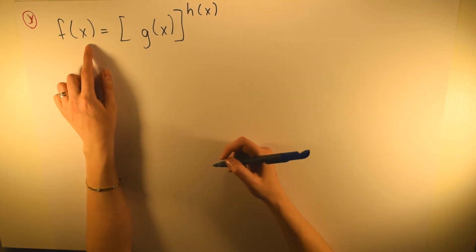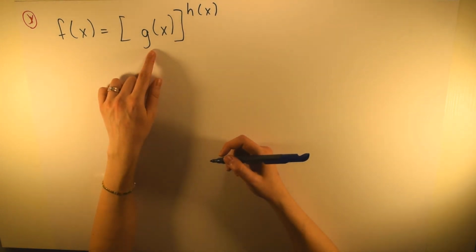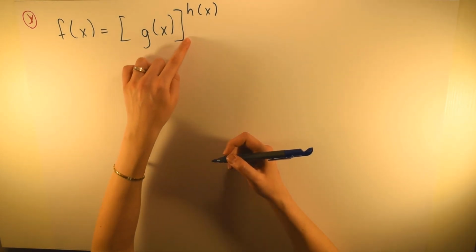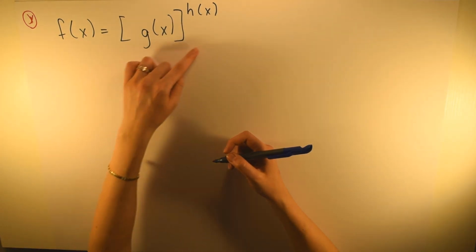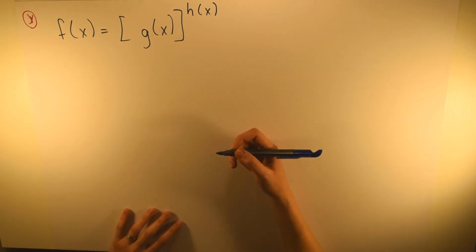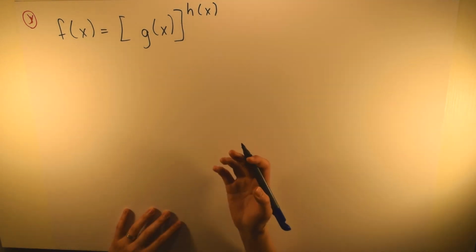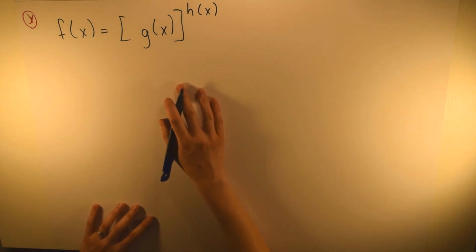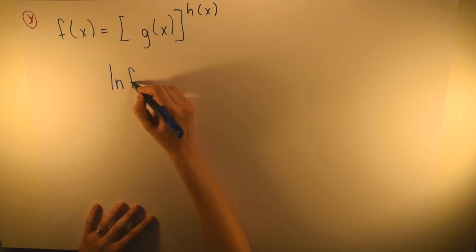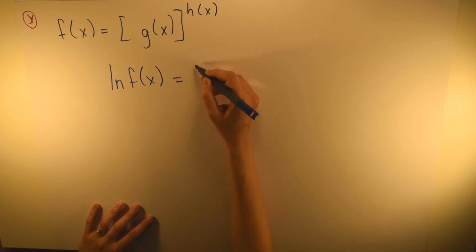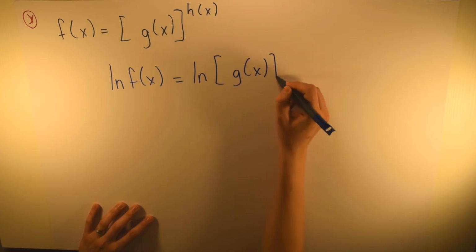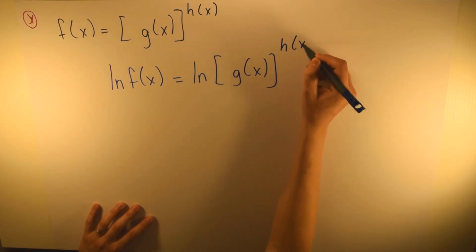Now let's look at this function. Here we have f of x is equal to g of x to the power of h of x. When we have two functions like here, one as a base and another one as an exponent, we need to use logarithm to take its derivative. So to find its derivative, first we take natural logarithm of both sides. Let's do that. When I take the natural logarithm of both sides, it will be ln f of x, which is equal to natural logarithm of g of x to the power of h of x.